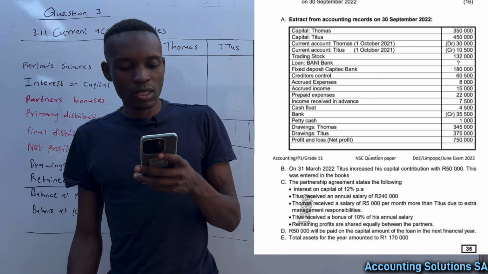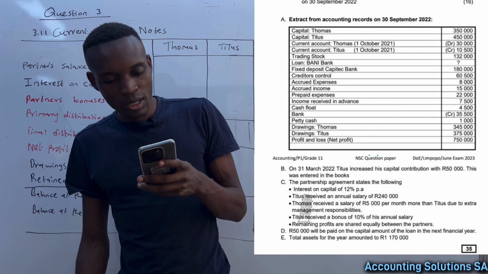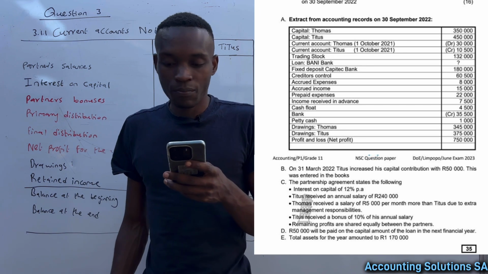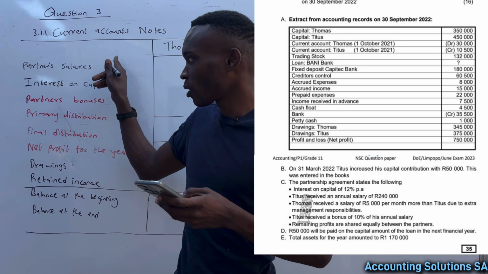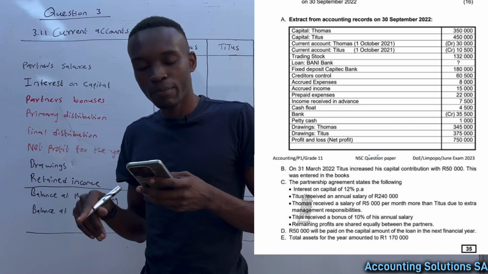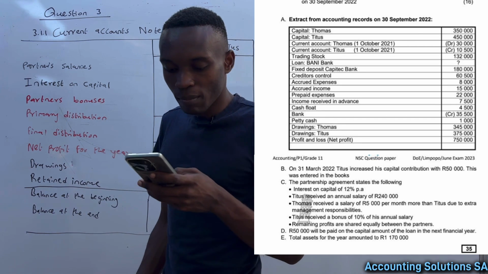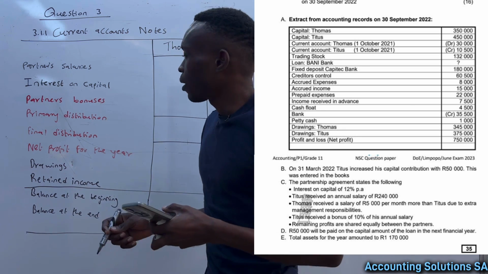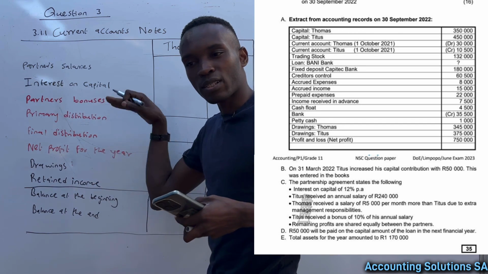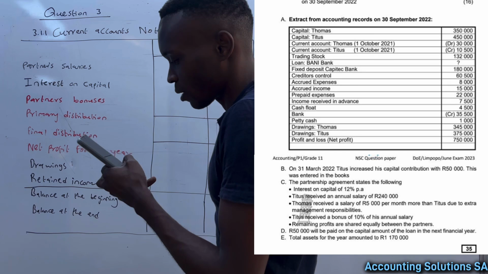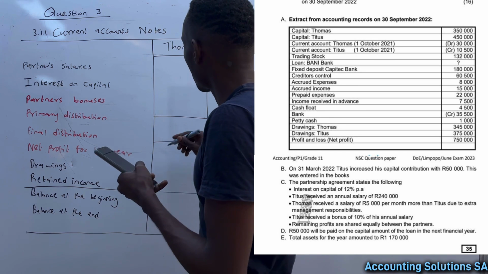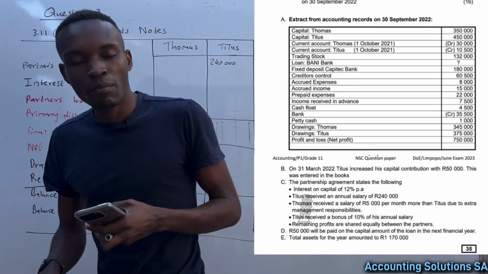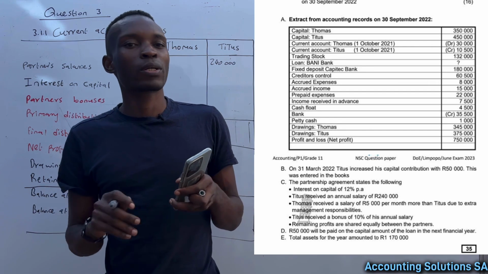Number B, they said that on 31 March 2022, Titus increased his capital contribution by 50,000, and this was entered in the books. Number C, remember the format, guys. The first one we have to do is salary, the second one interest on capital. If you check number C, they say that Titus will receive an annual salary of 240,000. Remember, we record the transaction for 12 months, the whole year. For Titus it was not a problem because they gave us the annual amount of 240,000. But if they give you monthly, multiply by 12 so that you can get annual.